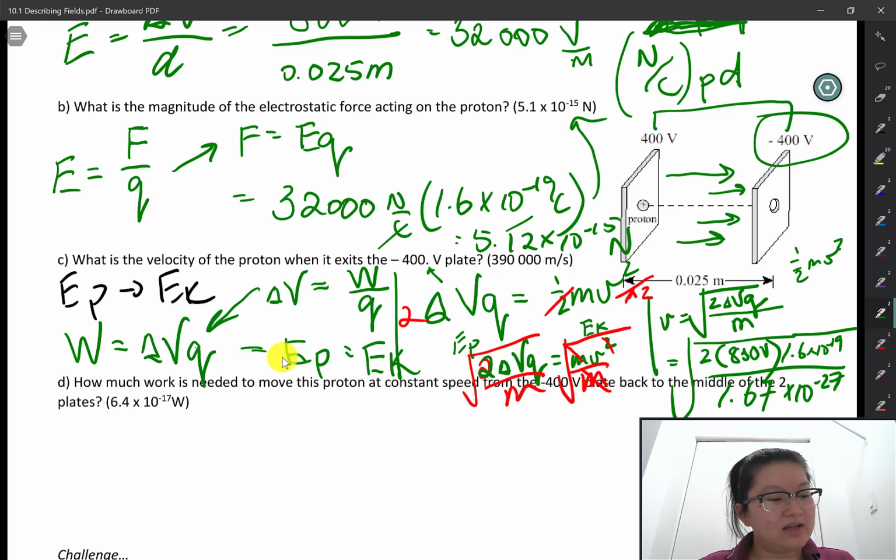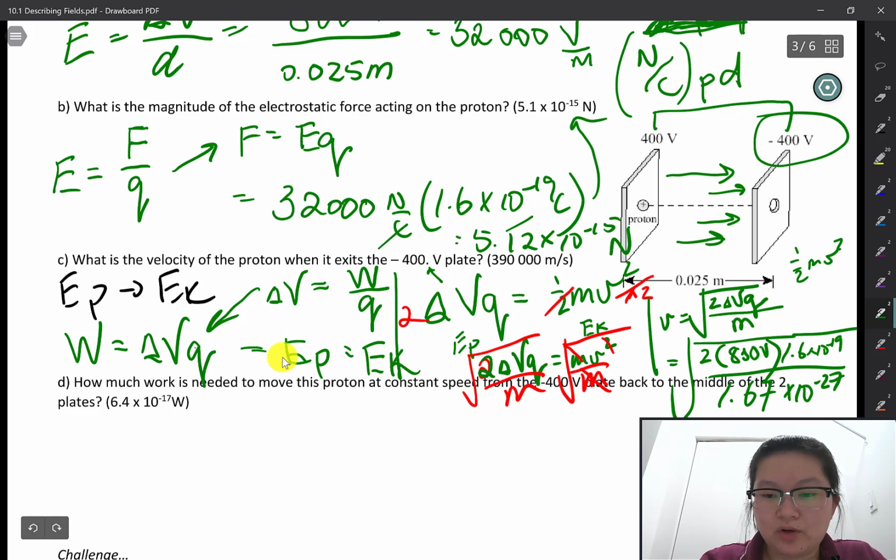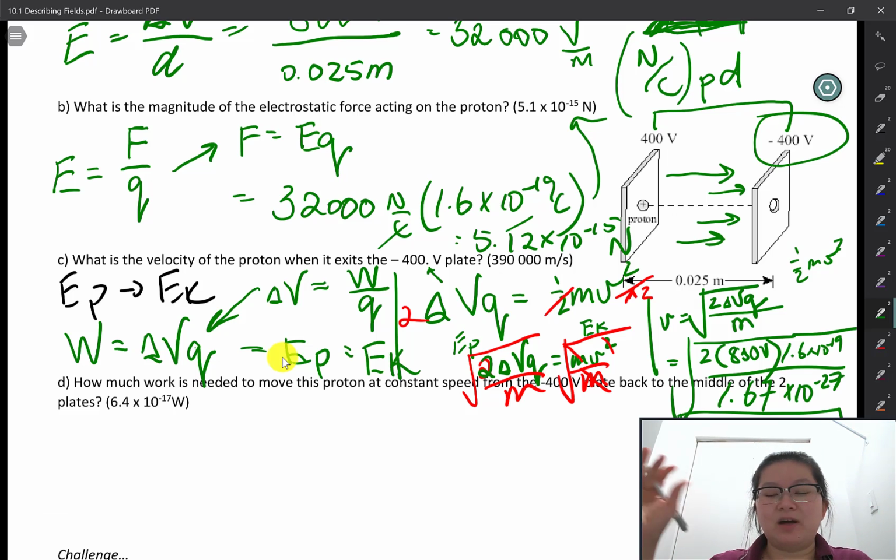I get 391,527, which is going to round to 390,000 meters per second. And you know what? I probably used the wrong value. Maybe it's 1.66 something, but anyways, close enough. Anyways, there's the speed of my proton when it exits the other side.